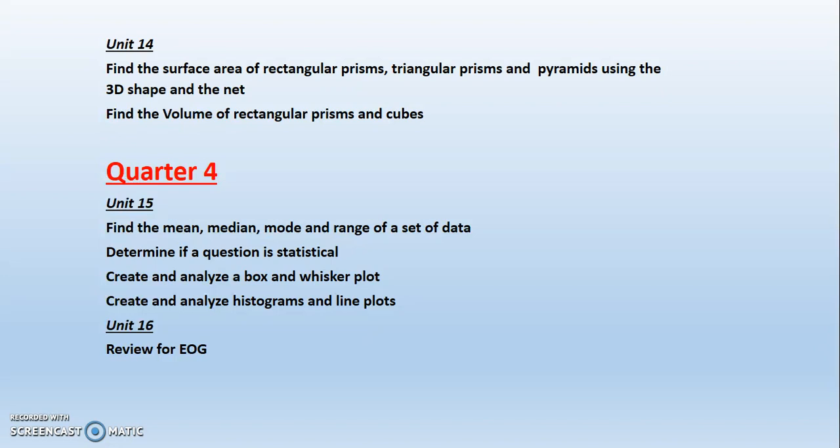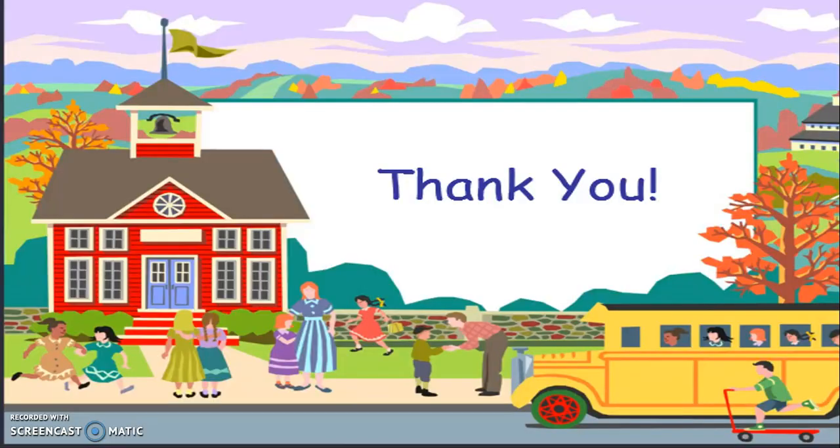Lastly, Quarter 4, we find the mean, median, mode, and range of a set of data. We like to create and analyze a box and whisker plot, as well as histograms and line plots. So Quarter 4 deals entirely with statistics. And lastly, Unit 16, the last unit, we review for the EOG, basically summarizing and reviewing everything we learned throughout the year.